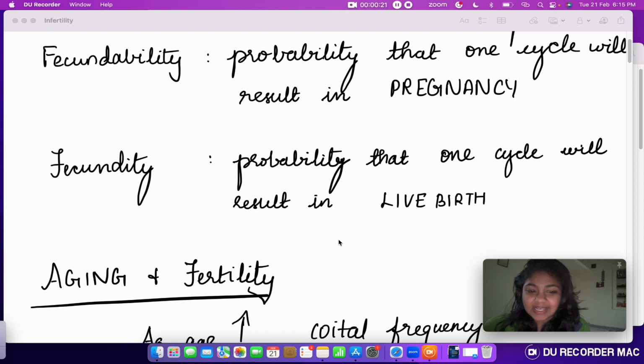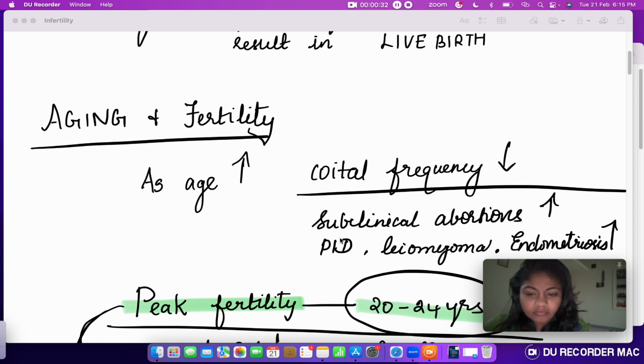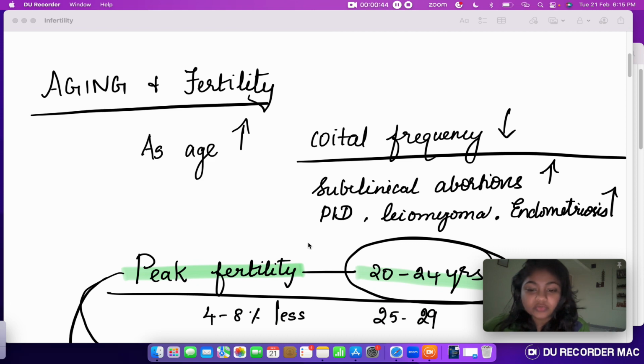So what does aging have to do with fertility? Because of increasing age, the stamina decreases, the interest in sex decreases, the coital frequency decreases, and other conditions like infections, PID, leiomyoma, endometriosis increase, and subclinical abortions will increase. So in females, the peak fertility age is 20 to 24 years.